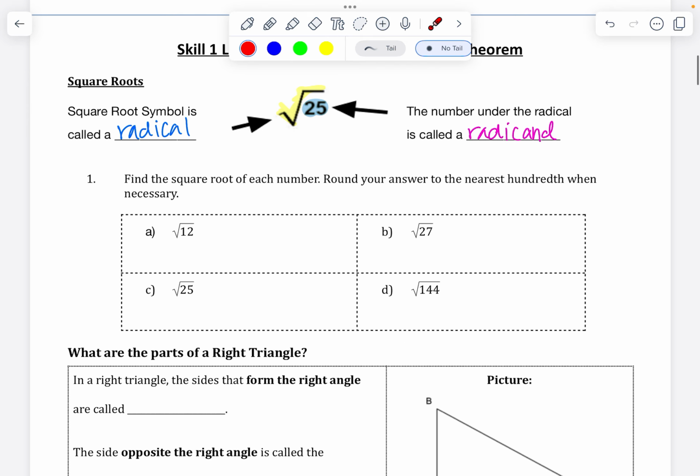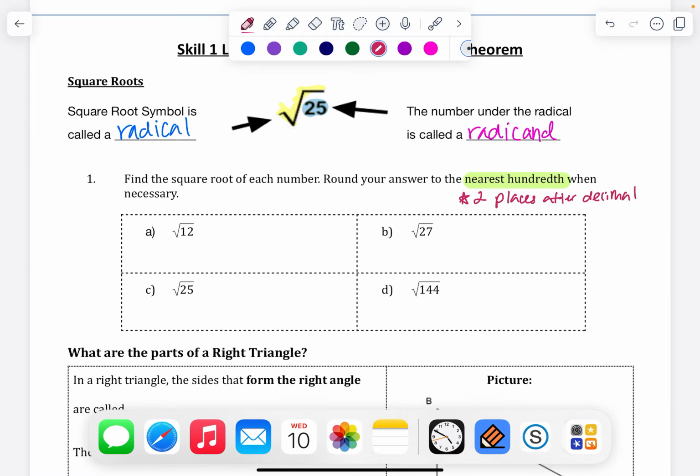Okay, so number one, it's asking us to find the square root of each number. It's asking us to round our answers to the nearest hundredths place. So the hundredth place is 2 places after the decimal. Okay, so when working through these, we can go ahead and talk a little bit more about the rules when we are rounding. Like the first one, right? The first one, it's asking us to go and round radical 12.